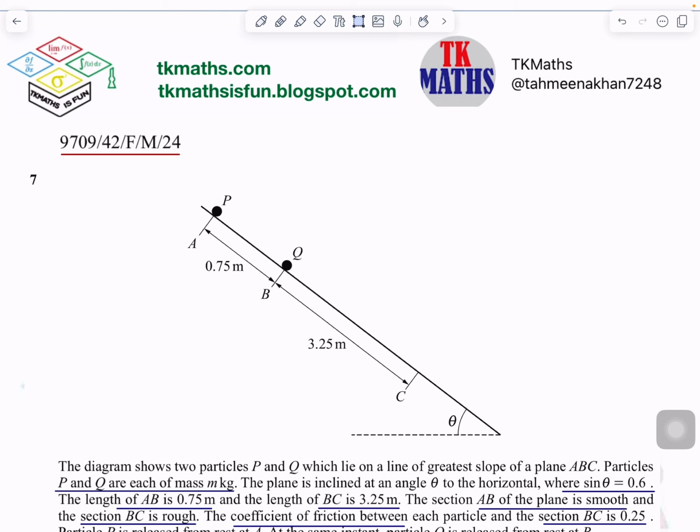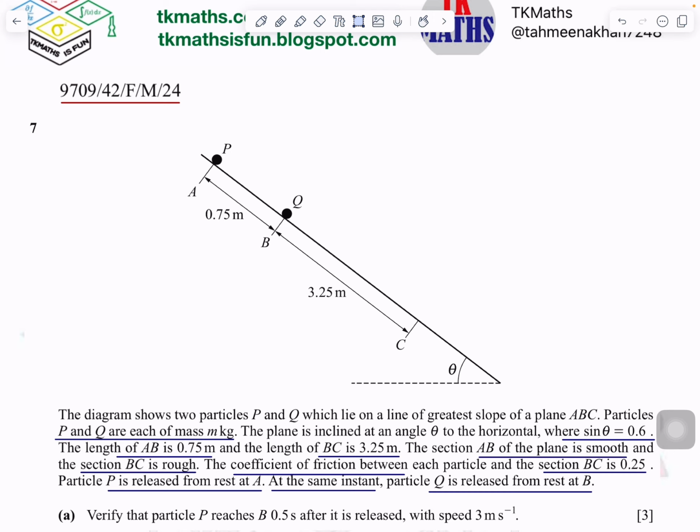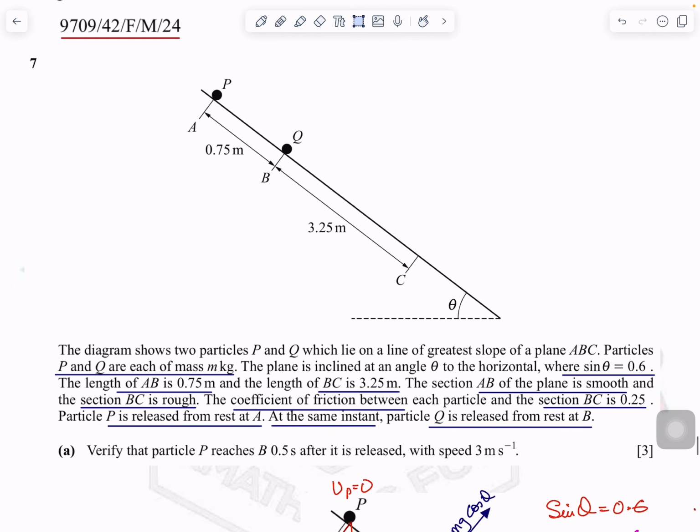In today's video, we will solve a question on momentum, and it has other aspects also. It is from February-March 2024, M1 paper, code 9709, A-level mathematics, 4-2, mechanics. So you can see the question here on the screen.